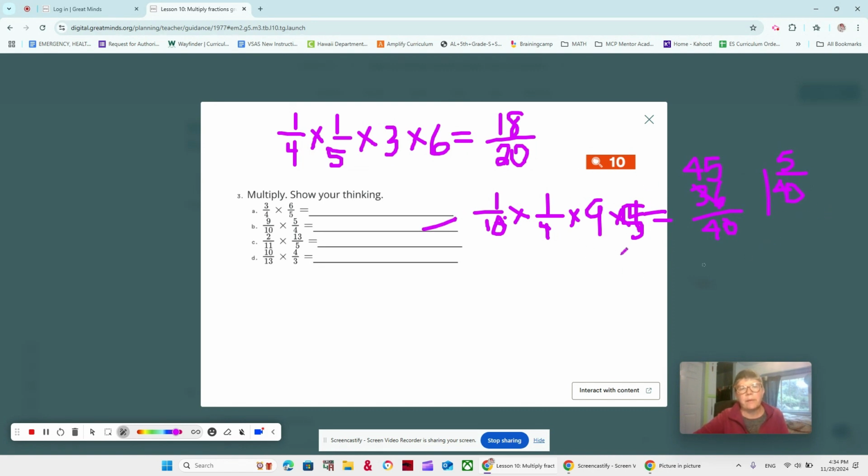And if you think about it, 9 out of 10 is almost 1. And then 5/4 is more than 1. So that makes sense that we ended up being more than 1, just by a little bit, right?